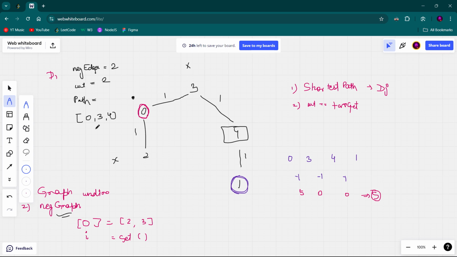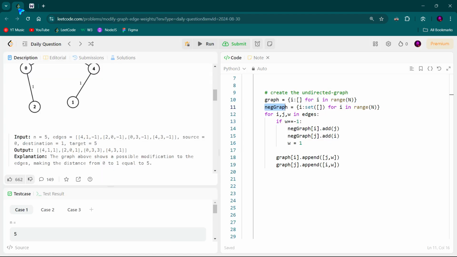Okay. Now, the moment I reach here, I will break because I need to find the shortest on the number of edges, not on the weight. Okay. Second thing. So let me just show you.